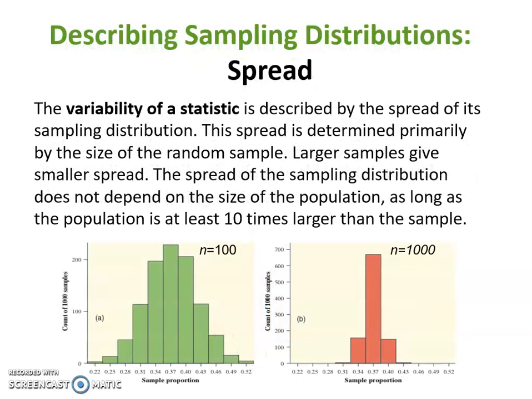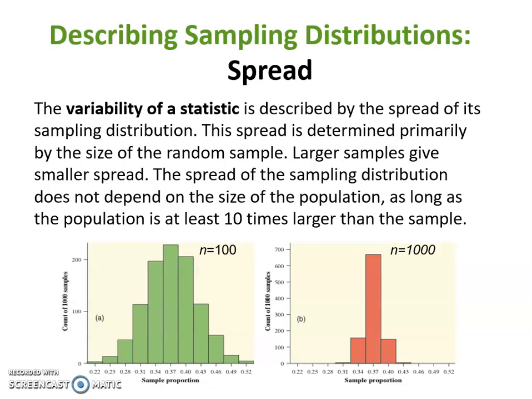The spread. The variability of a statistic is described by the spread of its sampling distribution. This spread is determined primarily by the size of the random sample. Larger samples give smaller spread. Notice how it doesn't say it's determined by the size of the population. We don't care what the population size is. The spread is determined by the size of the sample.